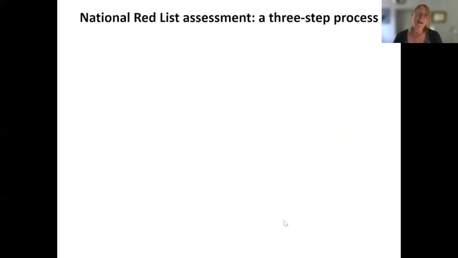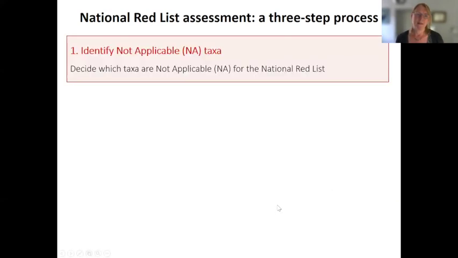So looking back, just a very rough scale overview of the national red list assessment process. It's basically a 3-step process. Step one, you have to identify what those not applicable taxa are. So which species are going into this, you've considered, but you're putting them into a side list acknowledging they occur in your country, but you're not including them.